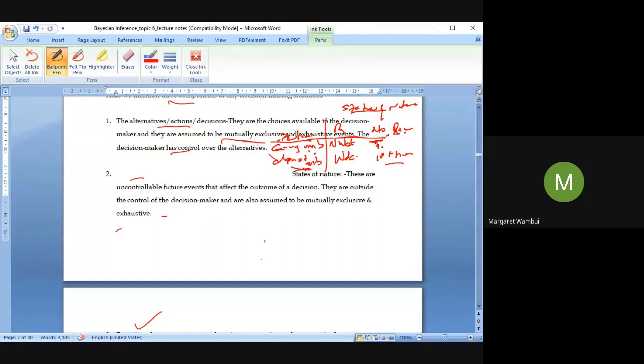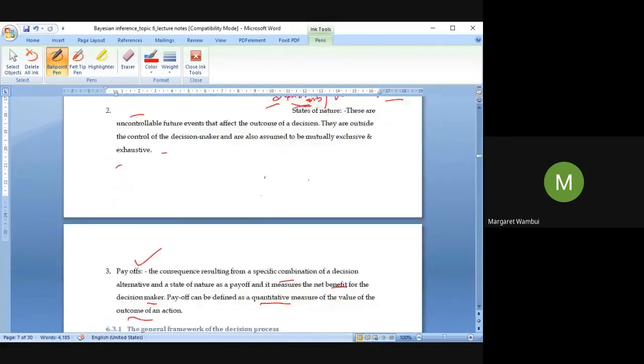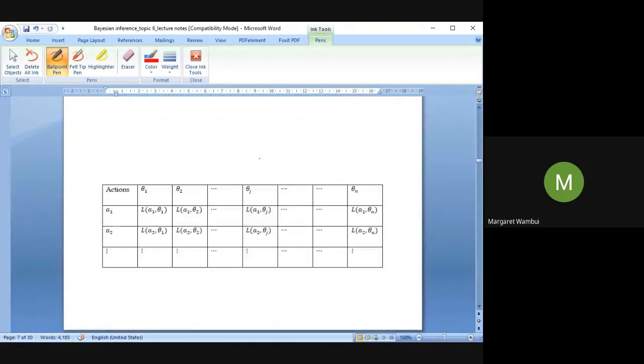So the alternatives for the action in this case are only carrying an umbrella, not carrying an umbrella. The states of nature, again, are not controllable. They are not in our power to control. It rains or it does not rain. So you look at now the combination. So what we have inside here is what we are calling a loss function. So it is a combination of an action and a state of nature. And that is basically what I have here in general terms.